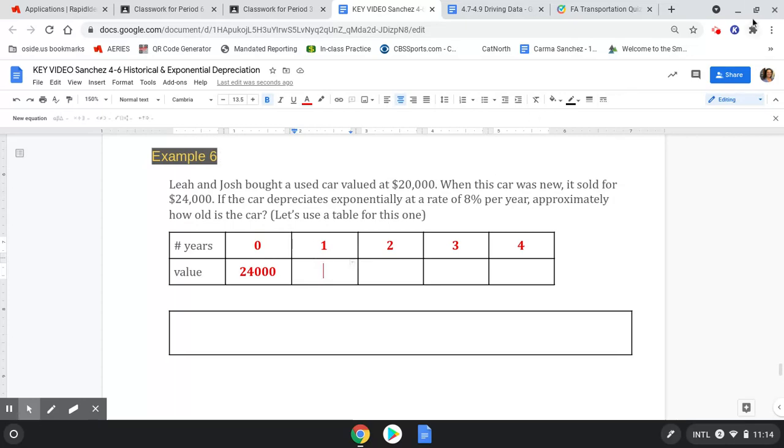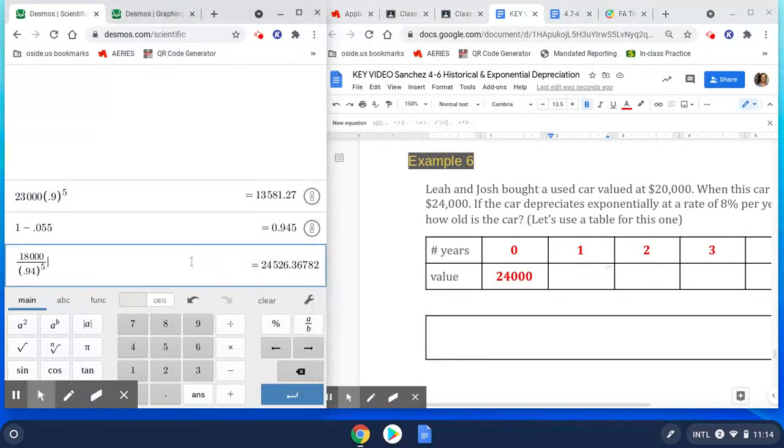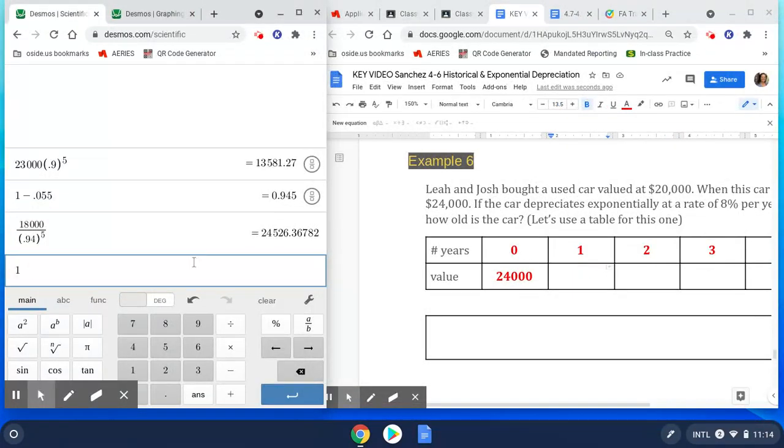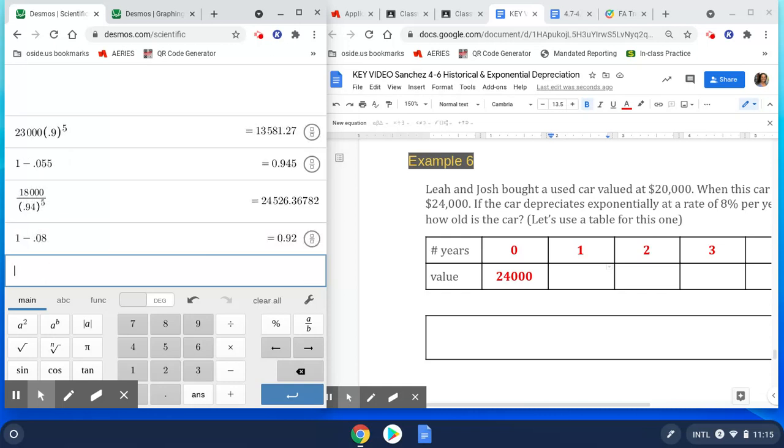So if I go grab a calculator, 1 minus 0.08, my multiplier is going to be 0.92. So I'm going to do the math here of 24,000 times 0.92. And there's my next value, 22,080.